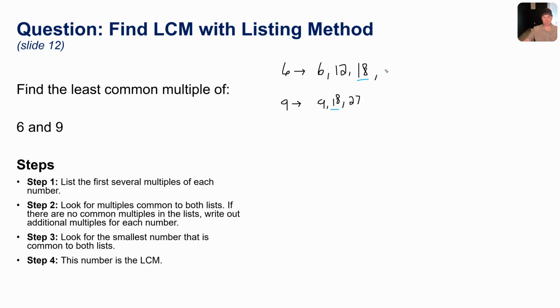If I went further just to show other multiples, we have 24, 30, and then 36. And for 9, we have 36, and we have 45. We see that the number 36 does match up in both lists as well. But the least common multiple, again the LCM, would be the number 18.